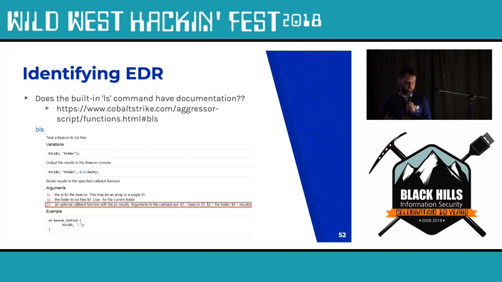So does the built-in ls command have documentation? Yes, it does. All right, so you can see right here, BLS. It has a few arguments to it, but the most important one is the $3 listed below. So an optional callback function with the ls results. Arguments to the callback are $1 beacon ID, $2 the folder, and $3 the results. So really we want to manipulate those results and then iterate through them and then figure out what's on the machine.